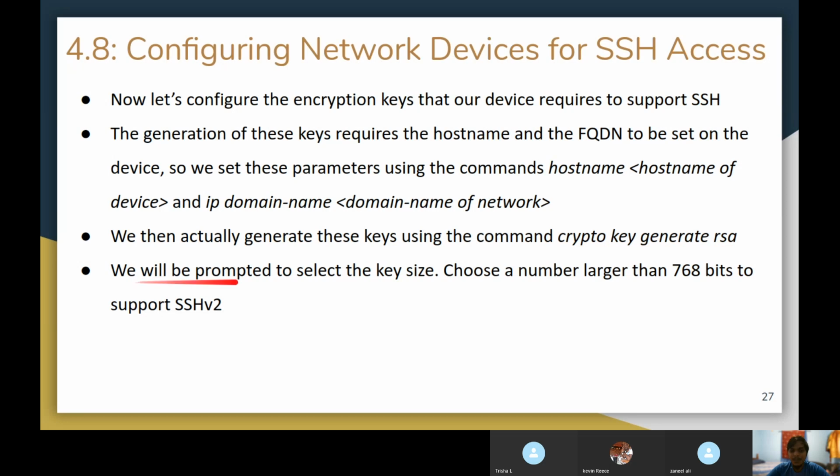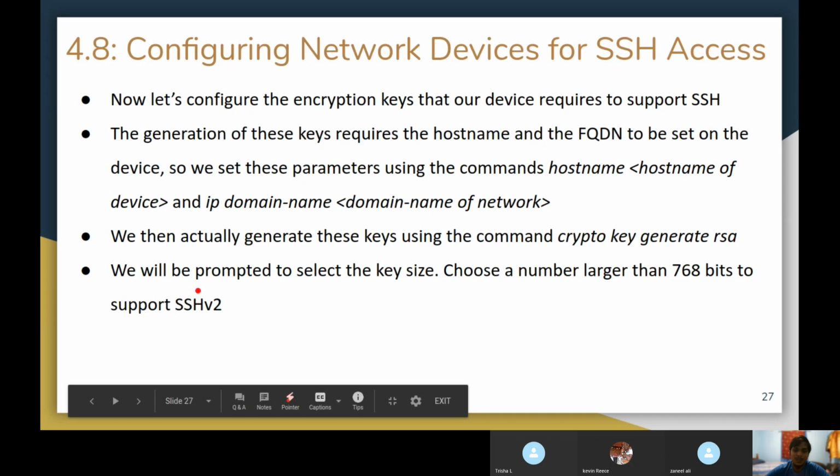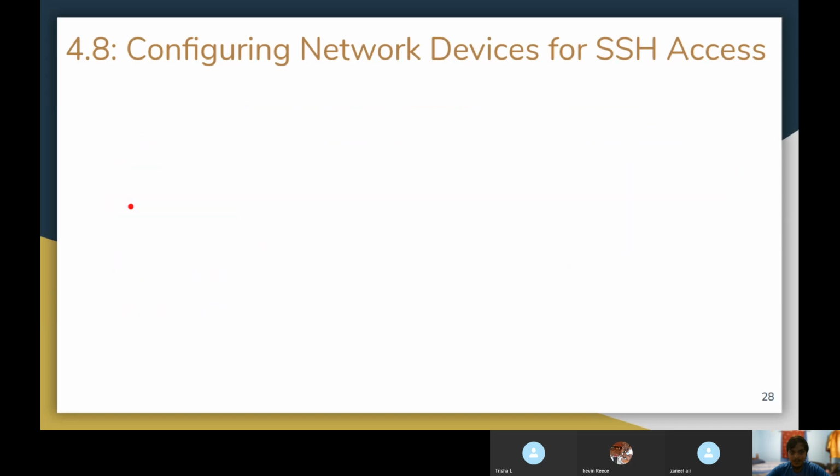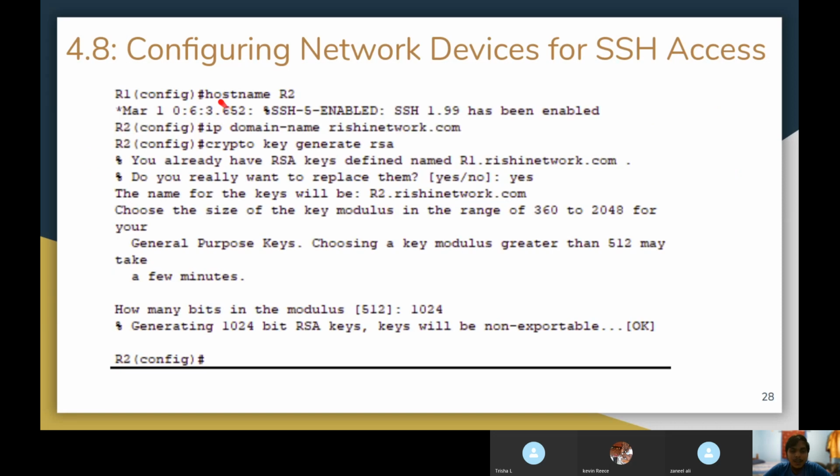We will then be prompted to select the key size. Choose a number larger than 768 bits to support SSH v2. So every modern device uses SSH v2, not v1. So we always want to use SSH v2. So you see here, put in the hostname R2, or whatever is the name of the device, and then ip domain-name mynetwork.com, or maybe digicel.com, whatever domain name you want on your network.